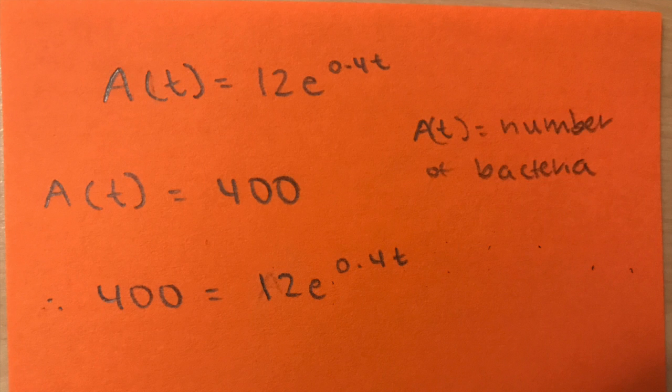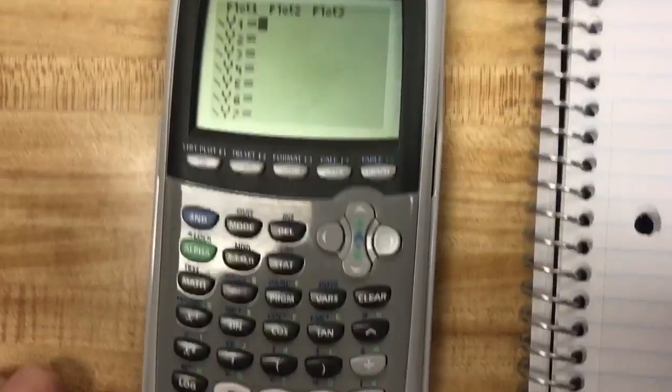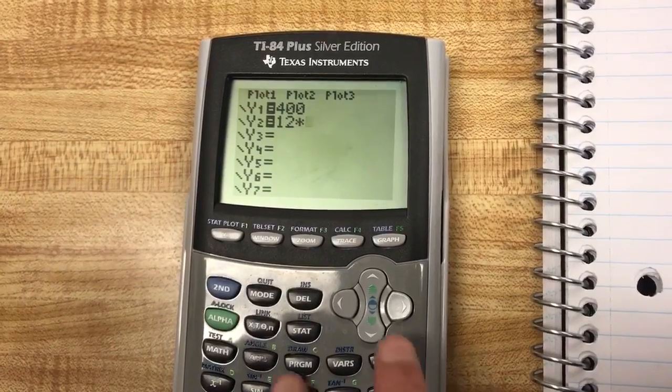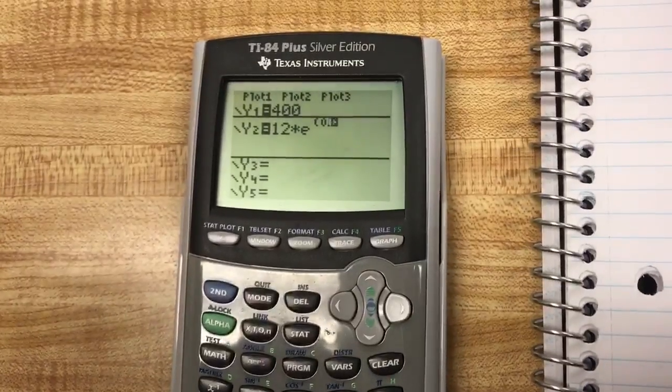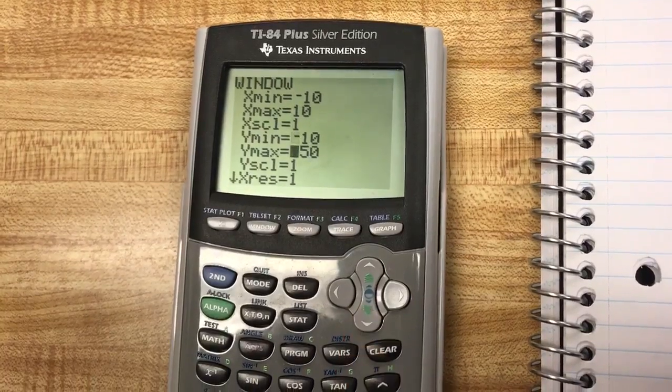Problem 6c asks us to figure out how long it takes for the number of bacteria in colony A to reach 400. Since A of t is representative of the number of bacteria, we can substitute 400 for A of t and set the equation 400 equal to 12e to the power 0.4t. Because we set these two equations equal to each other, we can graph them to figure out t, which is what the question asks. 400 is the y1 equation, and 12e to the power 0.4t is the y2 equation. When we graph, we will have to change our window and change y max to equal 500 in order to see the line y equals 400.